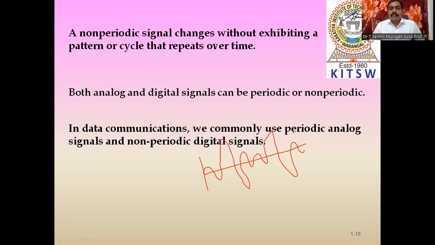Both analog and digital signals can be periodic or non-periodic. In data communication, we commonly use periodic analog signals and non-periodic digital signals. You just remember that: periodic analog signals, non-periodic digital signals. In data communication, we are using these.